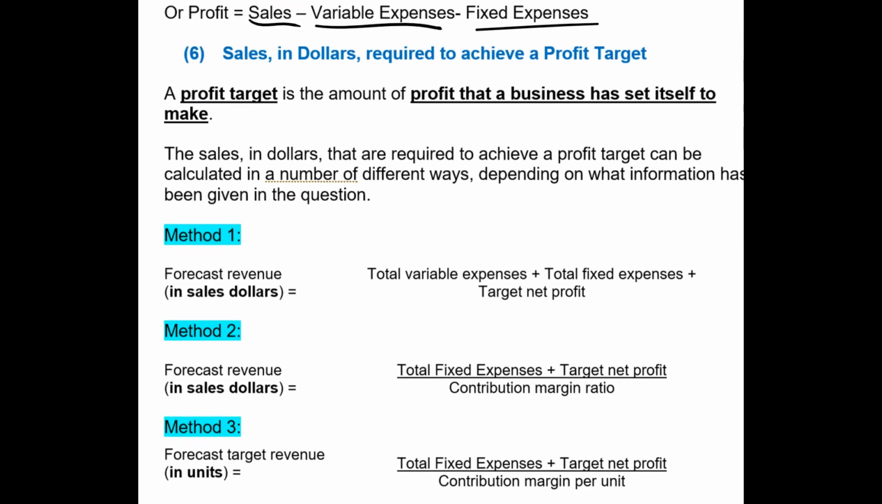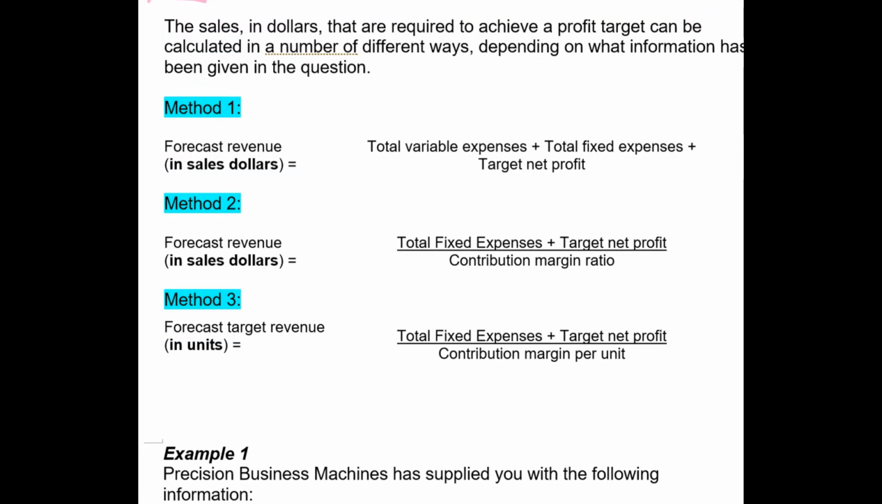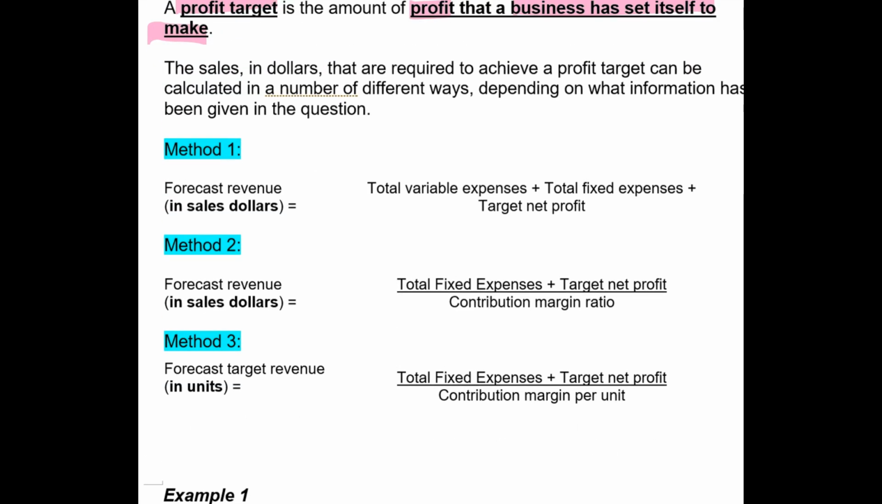Now sometimes the company will have a profit target. A profit target is the amount of profit that the business sets for itself to achieve. So there are three ways of calculating it. There are three methods. Method number 1, method number 2, and method number 3.